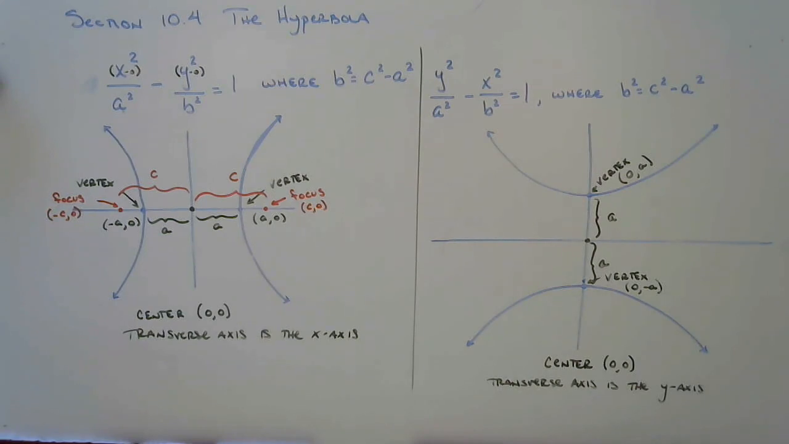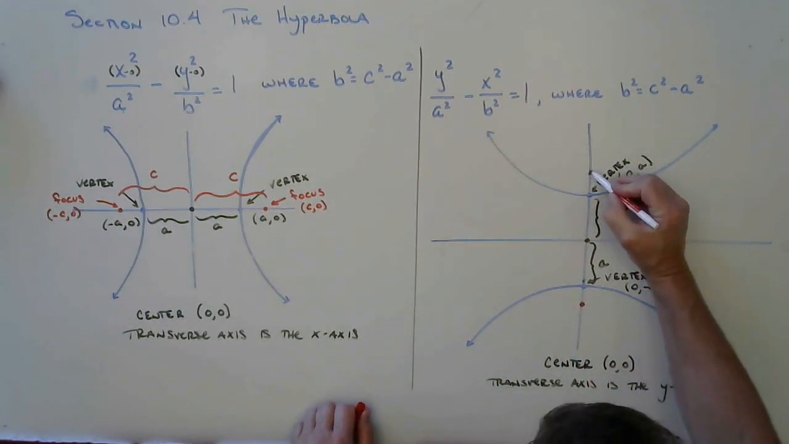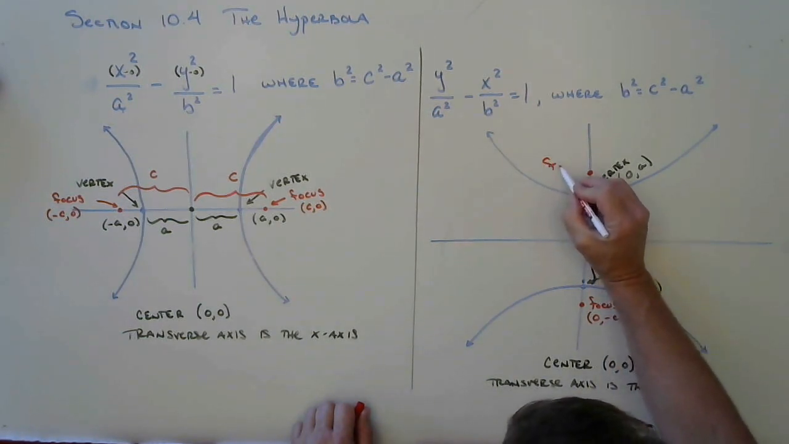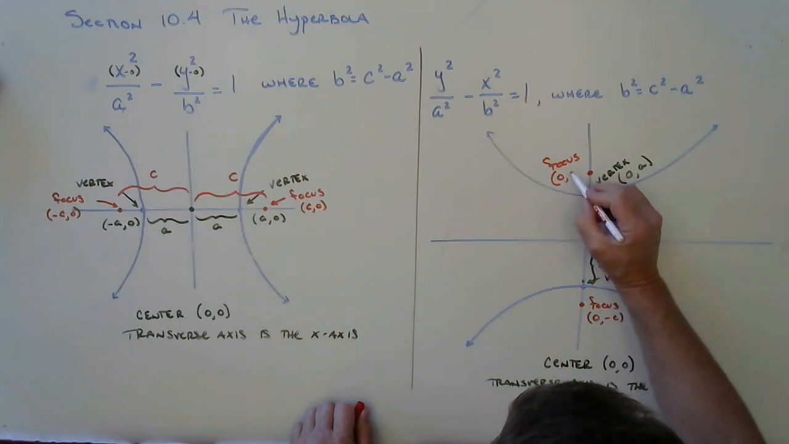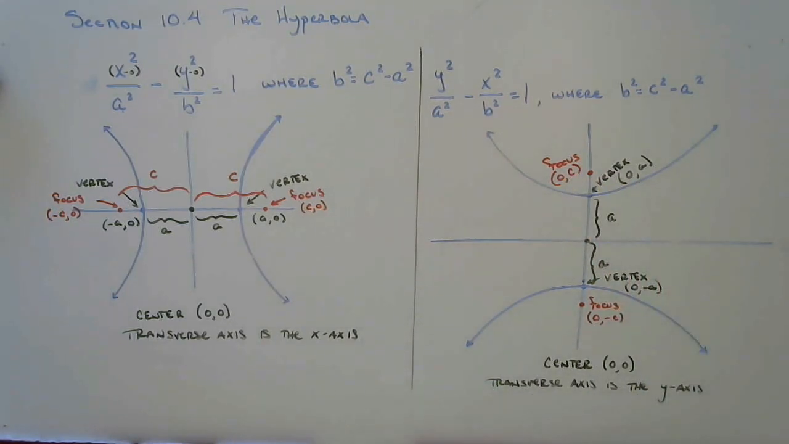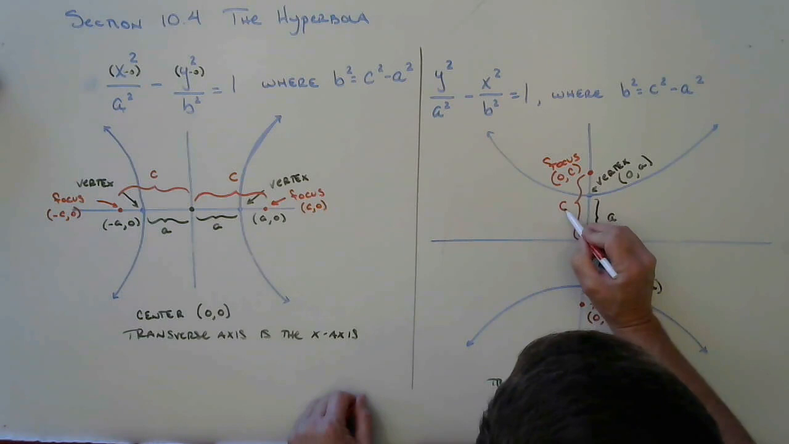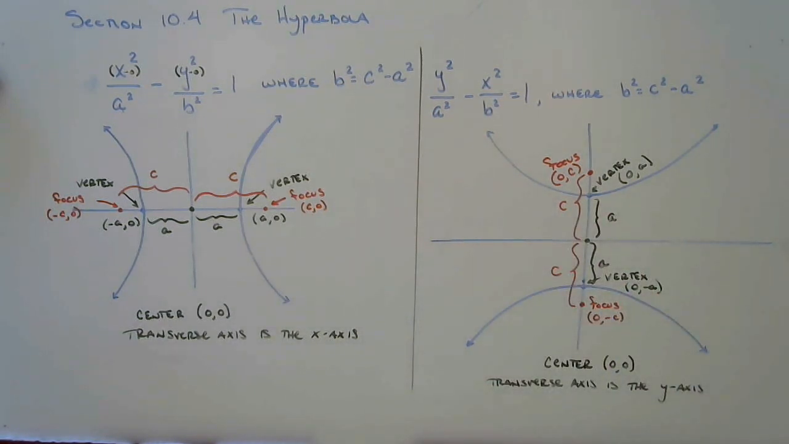Now again, we're going to have foci over here, and the foci are going to be inside. They're going to be right here, and they're going to be right here. And we know what these points are going to be, right? This is a focus, and that coordinate is 0, negative c. This over here is a focus, and the coordinates are going to be 0, positive c. And of course, the distance from the center to the focus is going to be c in both cases. Okay?